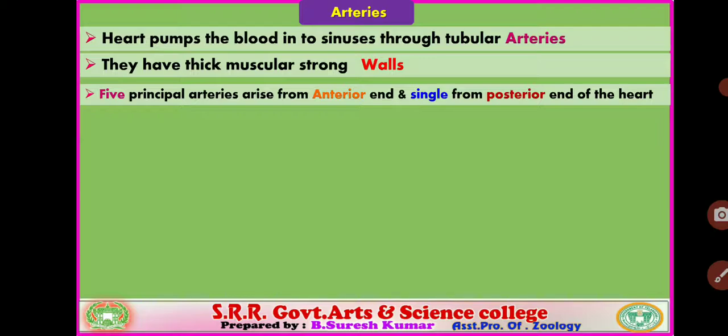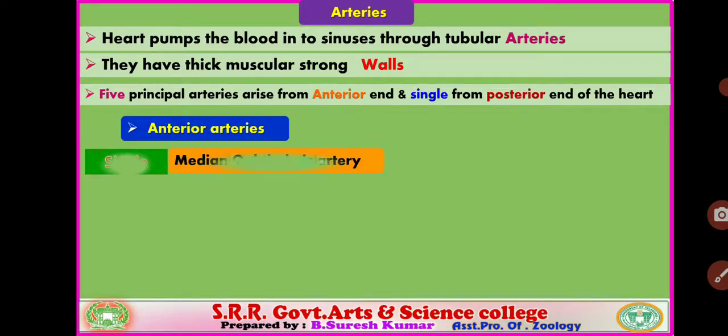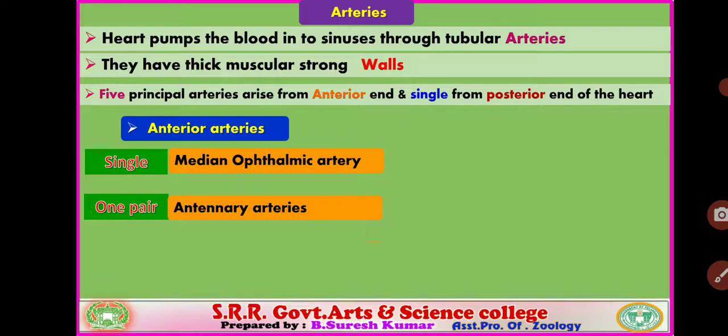Remember, altogether six principal arteries are present in the circulatory system of the prawn. Very, very important. Remember, students. Totally six principal arteries are present. Among them, five arise from the anterior end, and one artery arises from the posterior end. These are major arteries. So let us see, the anterior arteries are the single median ophthalmic artery, and next one pair of antennary arteries and one pair of hepatopancreatic arteries.